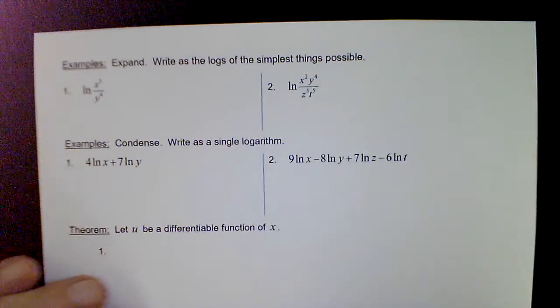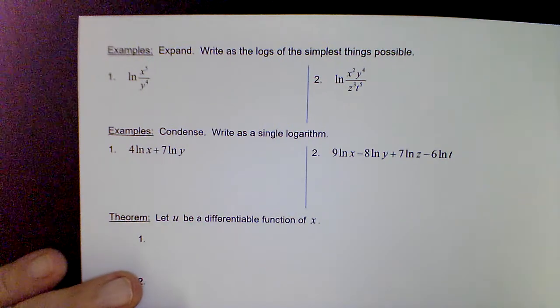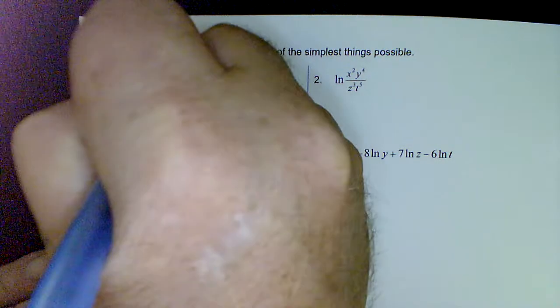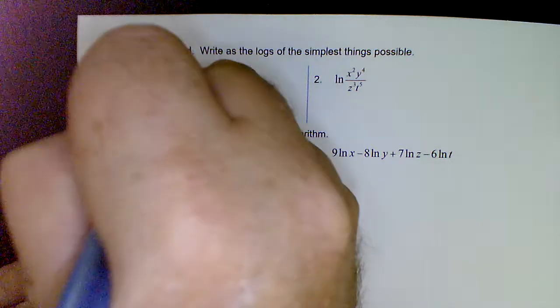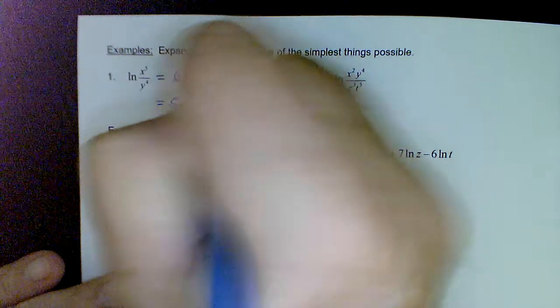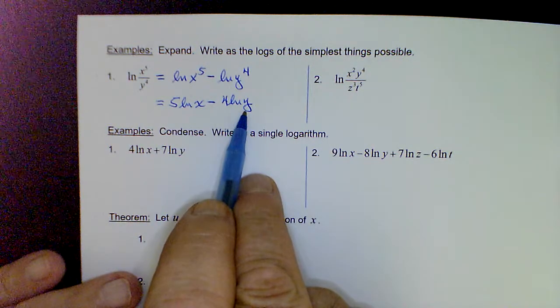So we're asked to expand, or in other words, write as the logs of the simplest things possible. Primarily in this example, the primary rule is the quotient rule. So natural log of x to the fifth minus natural log of y to the fourth. But then we can go further and exercise the power property for logs and swing those exponents out in front. So 5 natural log x minus 4 natural log y. And now we have these in terms of the logarithms of the simplest things possible.